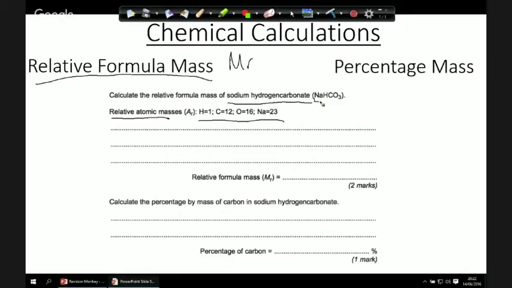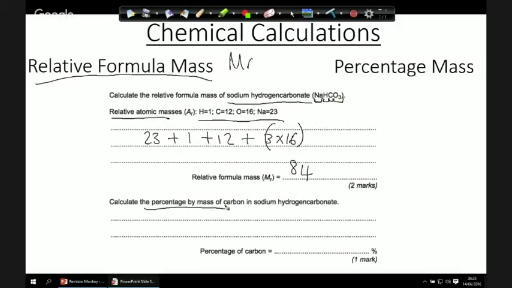So you add the mass of one sodium atom with the mass of one hydrogen atom with the mass of one carbon atom with the mass of 3 oxygen atoms, because that's got number 3 there. So it would be 23 plus 1 plus 12 plus 3 times 16. And you'll end up with a relative formula mass of 84. So that's simply looking how many atoms of each thing have you got and adding up the masses.